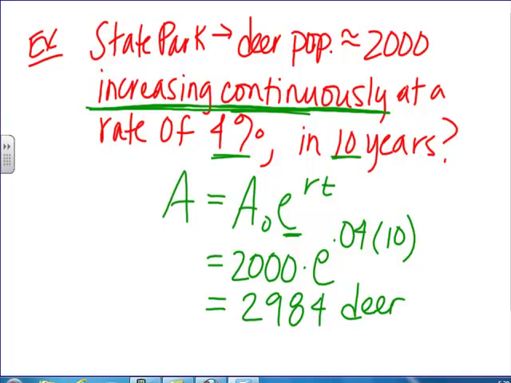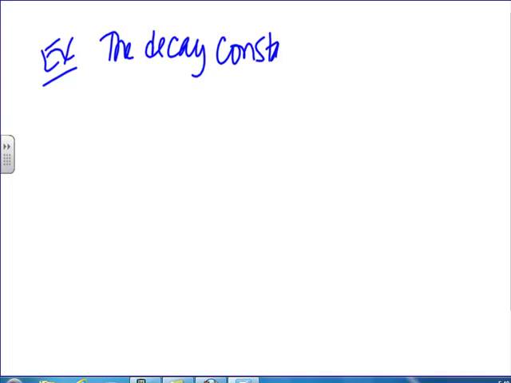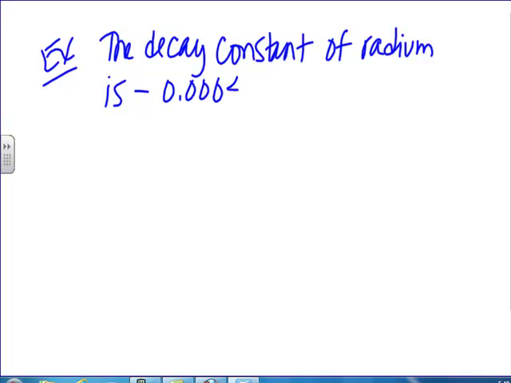Okay, one more question. I don't want to run too long on this video if I can help it. Another place we see this continuous compounding, or also decay, is in chemical elements decaying. So this would be an example of a problem like that. The decay constant of radium is negative 0.0004 per year. Notice it's negative because it is decaying.